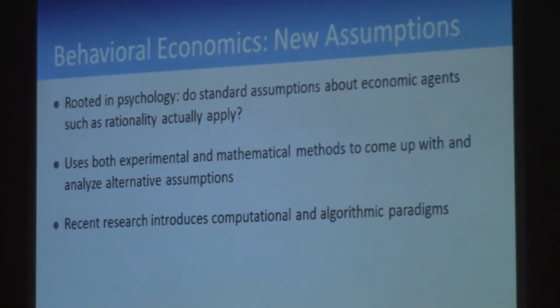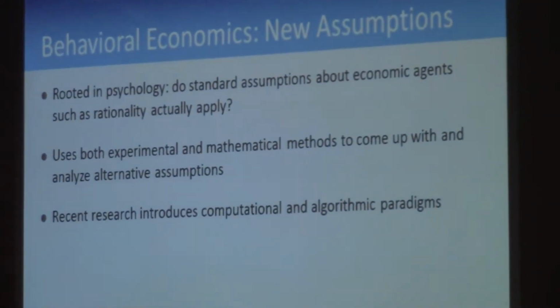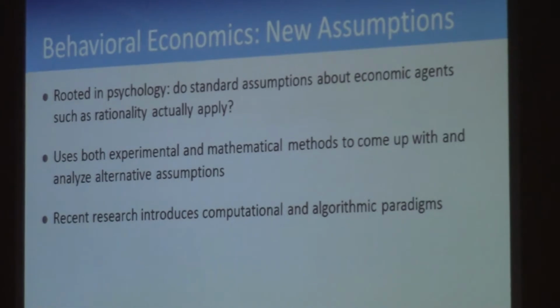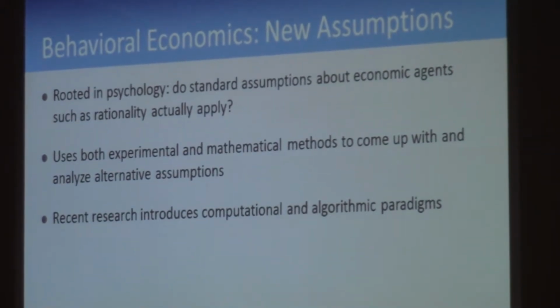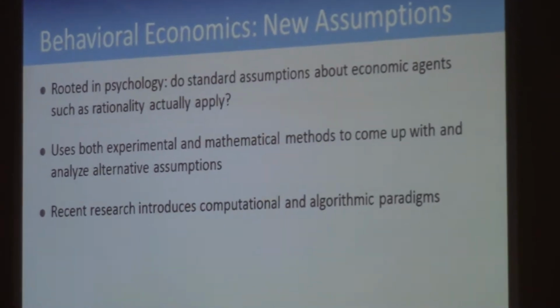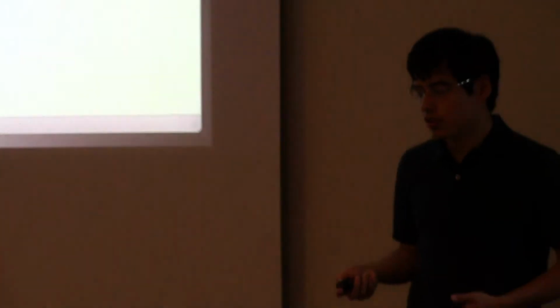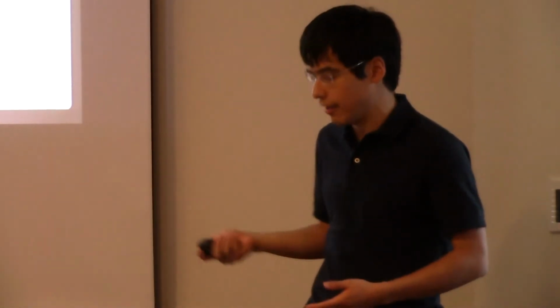So you ask, do standard assumptions about economic agents actually apply? You might question whether people are actually rational. Experimentally, you can show that many times they aren't. So the mathematically interesting idea is to come up with a new paradigm and analyze how it works. Recently, we've started introducing computational and algorithmic paradigms, and this thesis hopefully will continue in that vein.